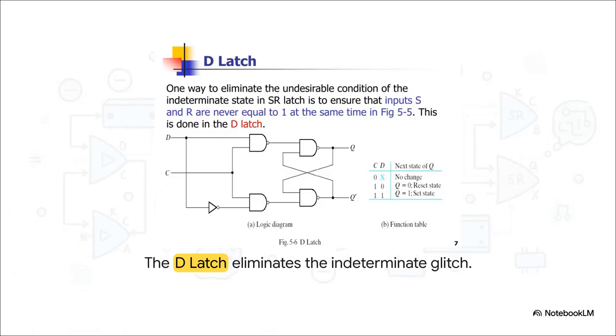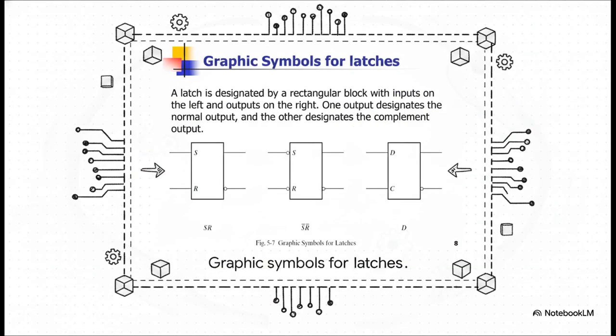Enter the D latch. This clever logic diagram is the brilliant engineering workaround that eliminates our indeterminate glitch entirely. Notice how the data input, labeled D, is routed. It feeds directly into the top gate, but it's forced to pass through an inverter, that little triangle symbol, before hitting the bottom gate. This mathematically ensures that the set and reset inputs can never, ever be equal to 1 at the exact same time. Problem solved.